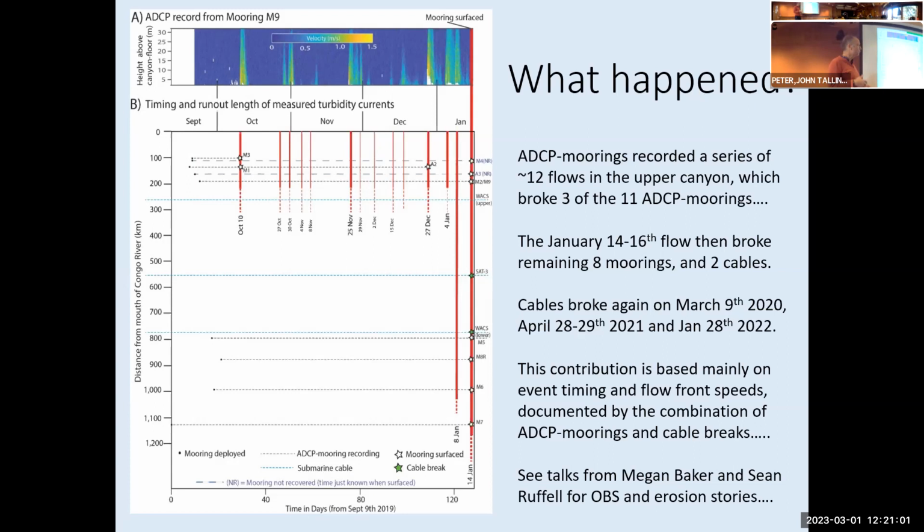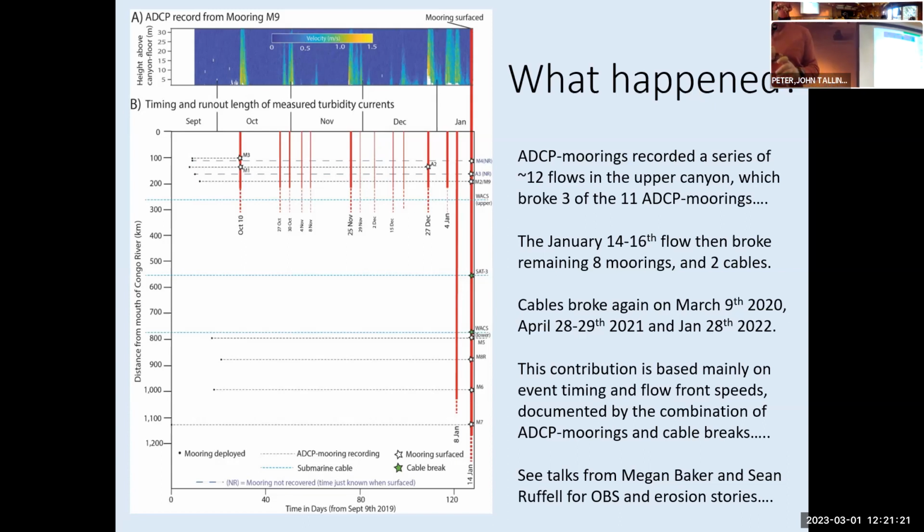Then it kind of got more interesting. So the cables, they'd broken in January 2020. They broke again on the 9th of March 2020. And then they broke again actually in 2021. And just when we were trying to publish the paper with all the data, they broke again in January 22. We had to update the paper at that point.